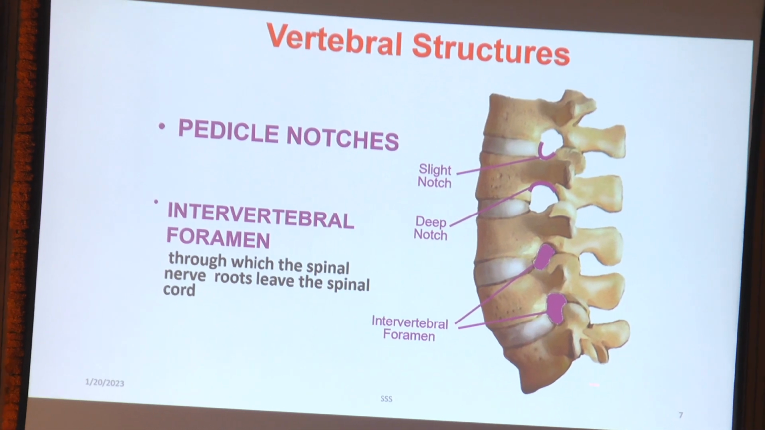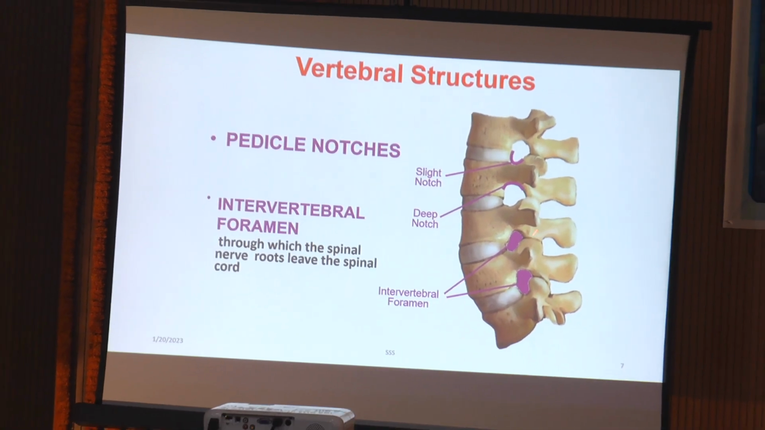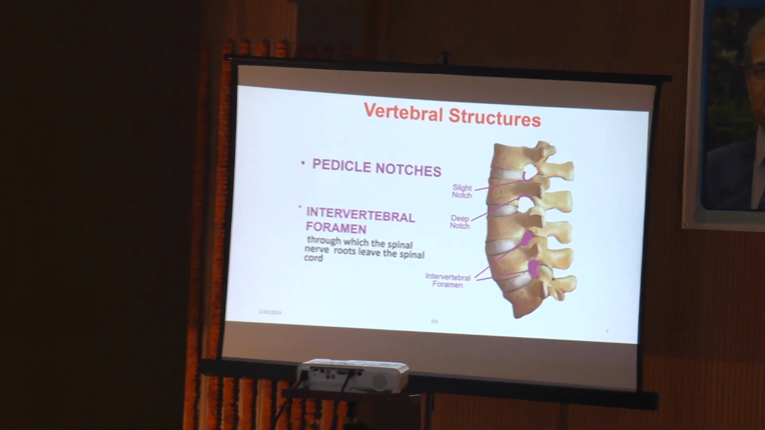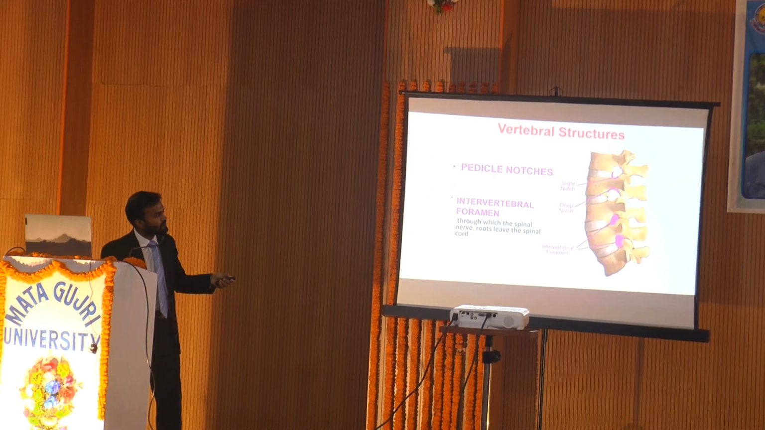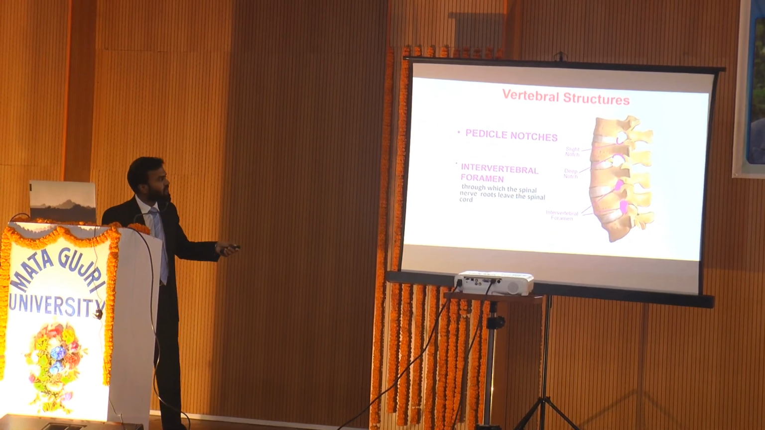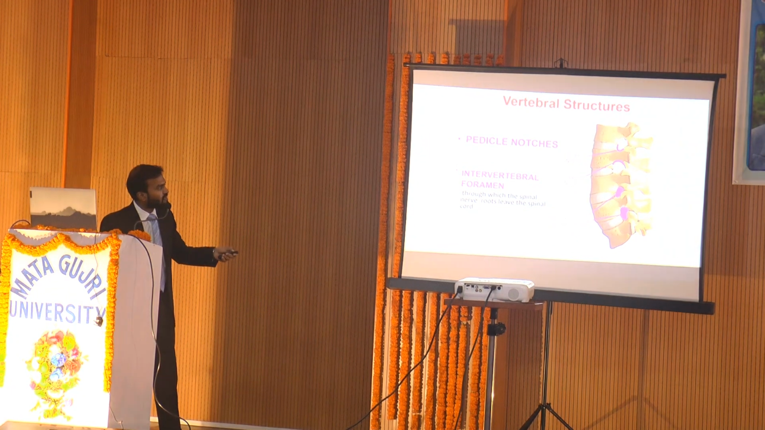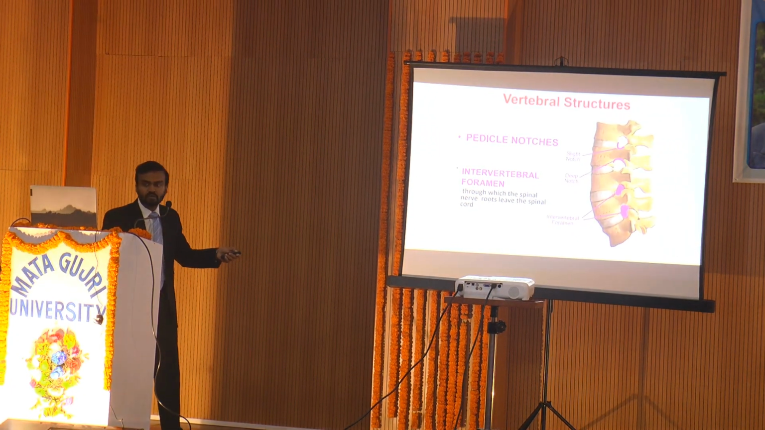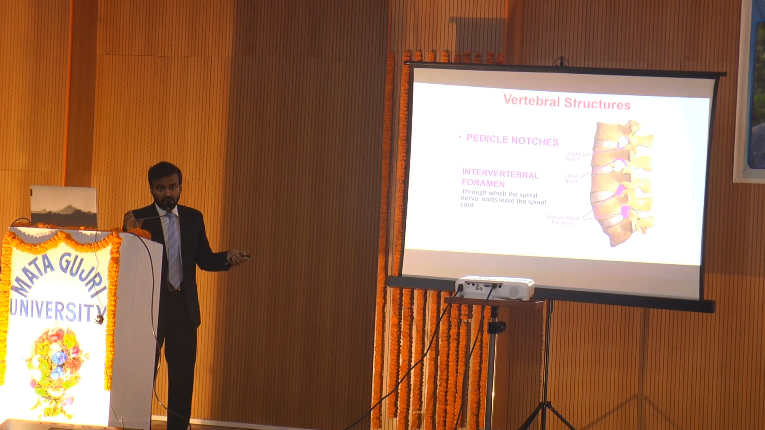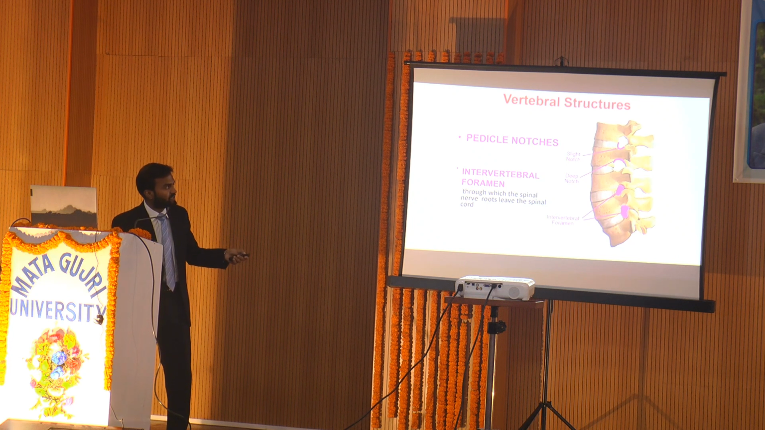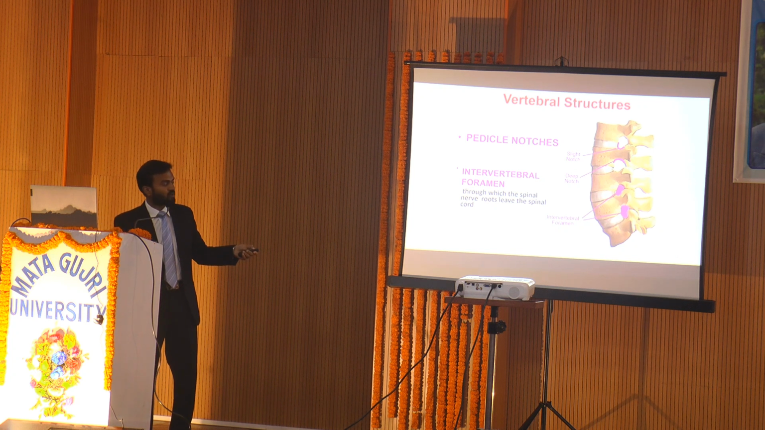This is a lateral view which we are seeing. So this is the intervertebral foramen. This is the slight notch or the low notch. This is the deep notch. Why is this important? Because through the intervertebral foramen come out the spinal nerve roots. So all the talk which we had yesterday, the exiting nerve, the axilla, the PIVD, the disc. This is where it comes out from. And if it's a far lateral PIVD, this is what is going to impinge. So this is why it's important.